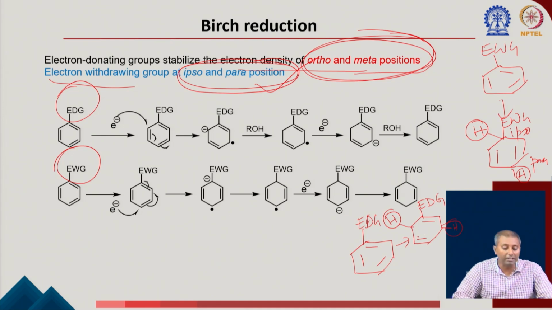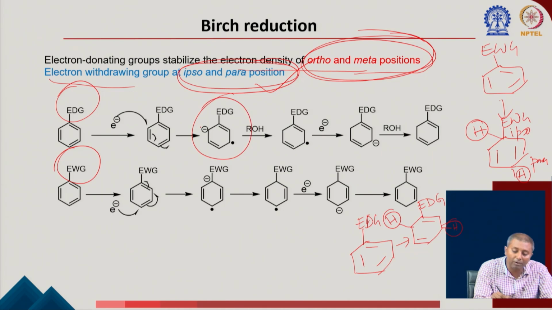Okay, now we'll try to understand how these things are happening. Of course, once you have an electron donating group, after the single electron transfer is happening, you are forming this minus and dot. You can also write it as a dot and minus. These are again, as I said, it's not that there is a minus here or a dot here. It is actually a radical anion.